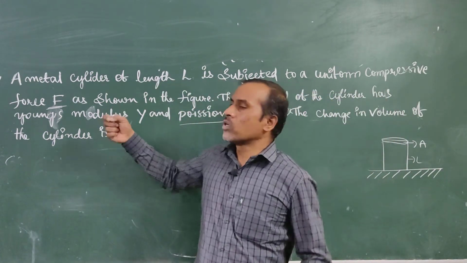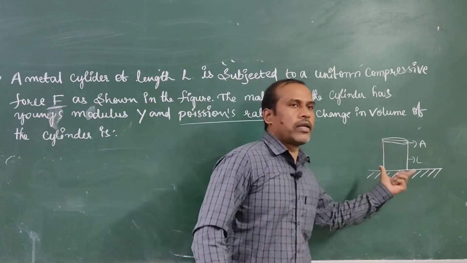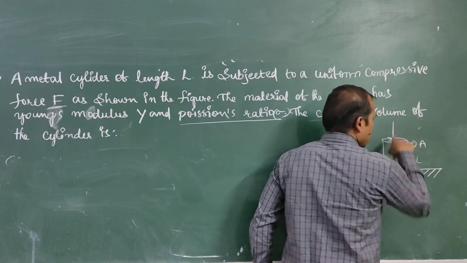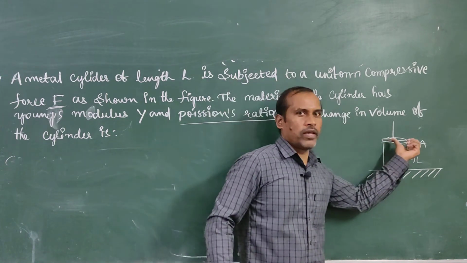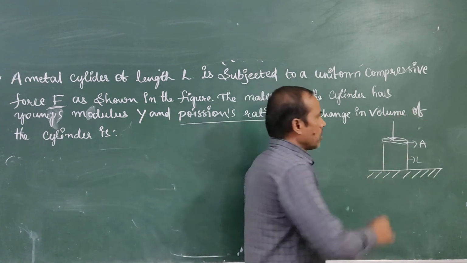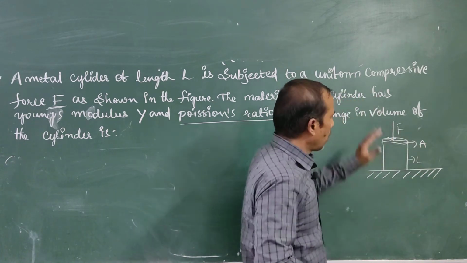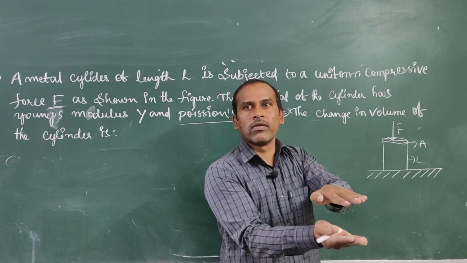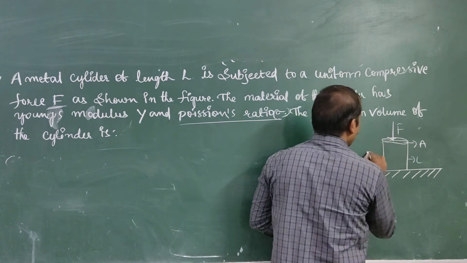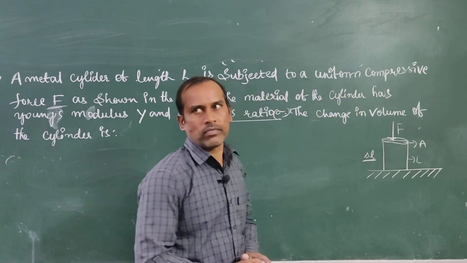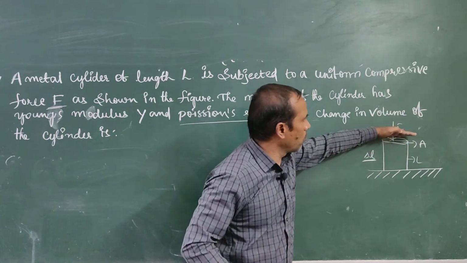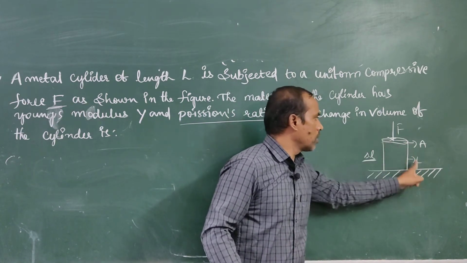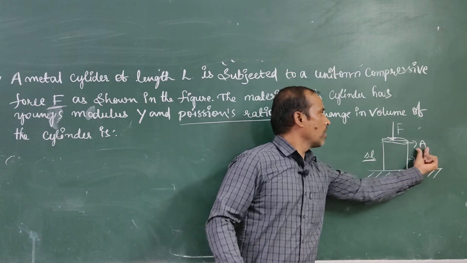Now the force subjected to this cylinder is a compressive force. This force acts perpendicular to this area. Yes or no? This force is F. After the force is applied, the cylinder is compressed, coming closer. So there is a change in length, delta L. If a force is applied on it, it automatically compresses. So the change in length is delta L, the original length of the cylinder is L, and the area of the cross section of the cylinder is A.